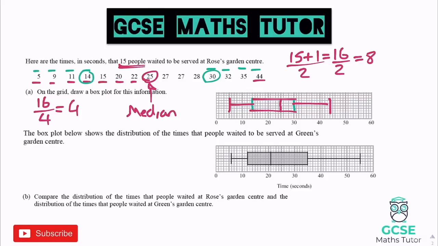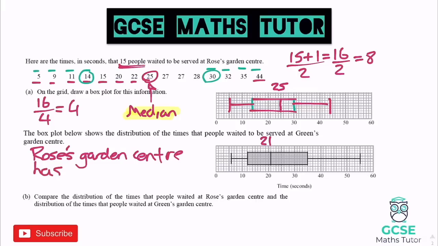One of those things is our big, important average here, and that is the median. And then the other one, we're going to have a look at the interquartile range, but we'll discuss that as we go along. So all we want to do is have a look who has the higher median, or the other way around, who has the lower median. And the higher median is here in Rose's. We know that that median there is 25. And if we have a look, it looks like this one is 21 at Green's. So I don't have to mention any numbers here. All I have to say is Rose's garden centre has a higher median.